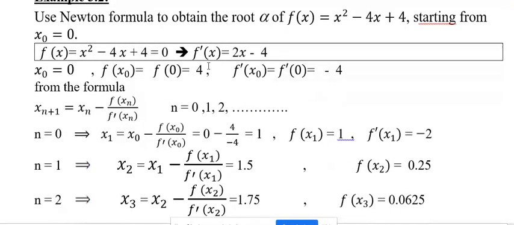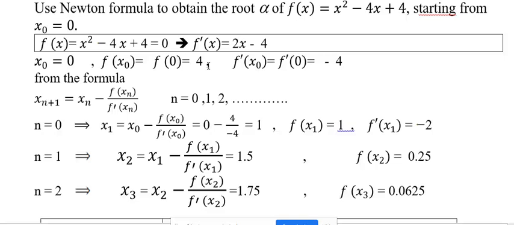Use Newton formula to obtain the root alpha of the function f of x equals x square minus 4x plus 4, starting from x naught equals 0. Let's write the problem with me. We have to use Newton formula to obtain the root alpha, and the function is f of x equals x square minus 4x plus 4, starting from x naught equals 0.